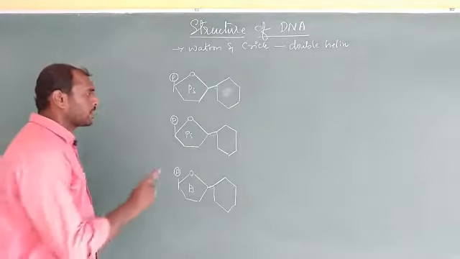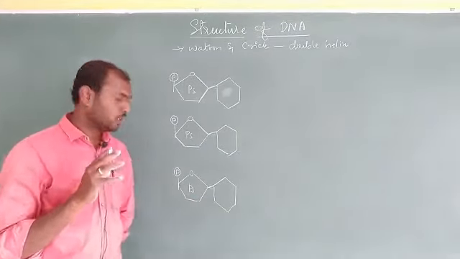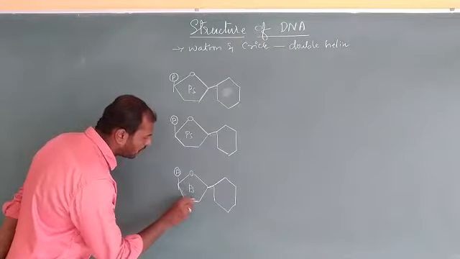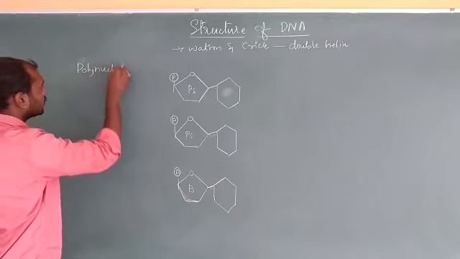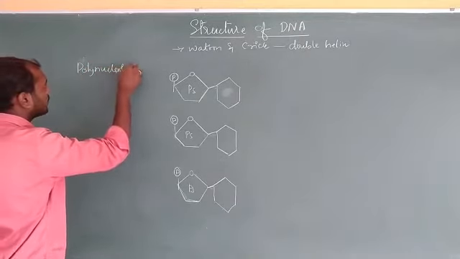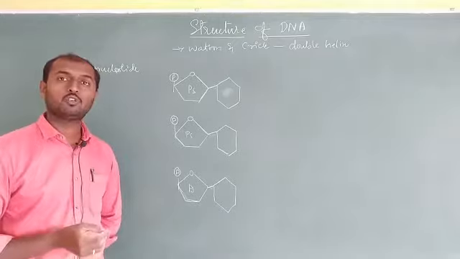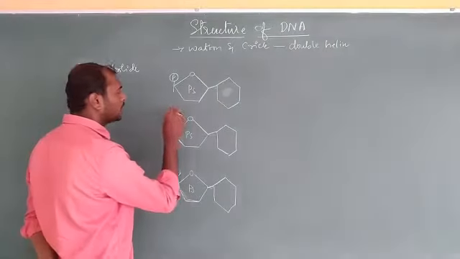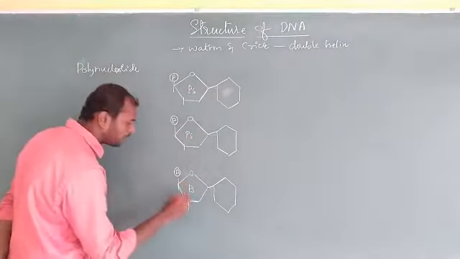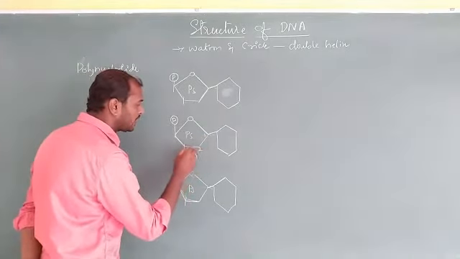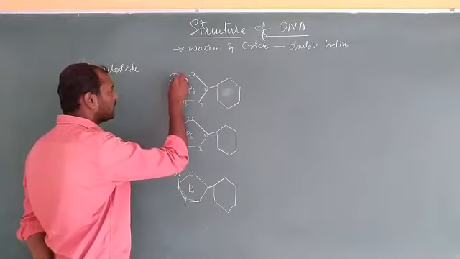First, all of these have to bind to each other to form the polynucleotide chain. All nucleotides should join. How are they going to join? By interacting with the third carbon. Here the carbon number is very important. This is the first carbon, second carbon, third carbon, fourth carbon, and the fifth will be outside.